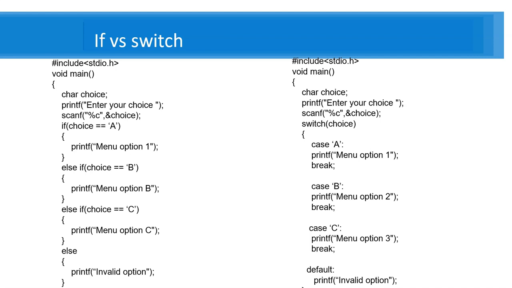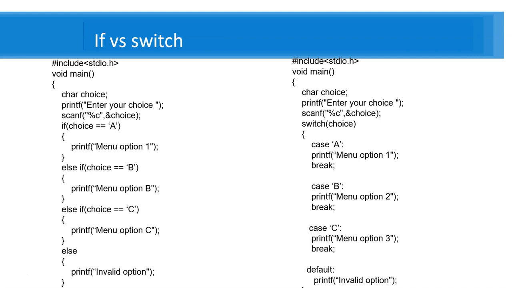The same thing, if you're using switch for it, that's on the right side. Switch on choice, case A, menu option 1, and then you're breaking. Case B, menu option 2, break. Case C, menu option 3, break. And then default is invalid option. Between these two, even though they look the same, switch is better than if.